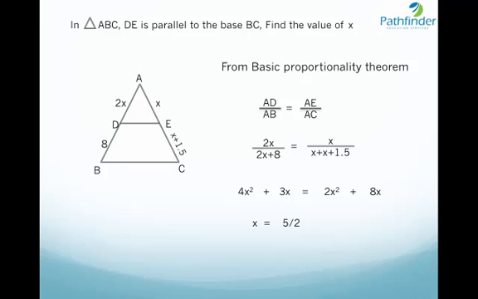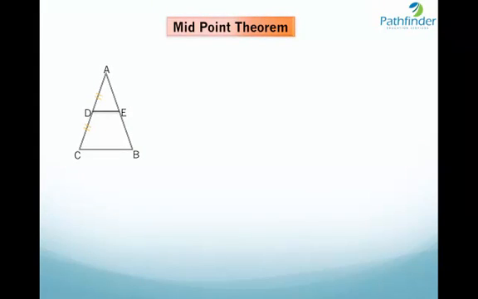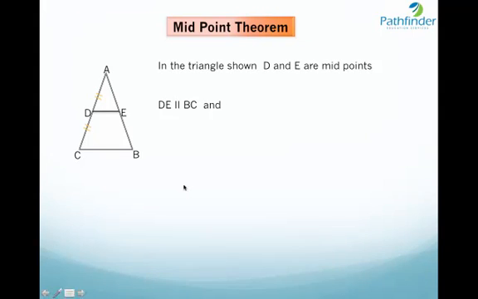Now let us take a look at some more properties of triangles. This is the midpoint theorem. Suppose we are told that D and E are midpoints of the sides AC and AB in the triangle ABC. So D and E are midpoints given to you. Then there are two outcomes. DE must be parallel to BC, and the value of DE must be half of the length of BC. So these are two important results which are collectively known as the midpoint theorem.